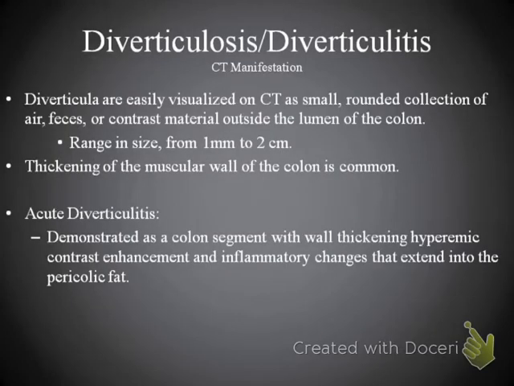So what does it look like on CT? Diverticula are easily visualized on CT as small, rounded collections of air, feces, or contrast material outside the lumen of the colon. They range in size from 1 millimeter to 2 centimeters, and thickening of the muscular wall of the colon is common. Acute diverticulitis is demonstrated as a colon segment with wall thickening, hyperemic contrast enhancement, and inflammatory changes that extend into the pericolic fat. So it looks almost like an abscess with diverticular disease portions in it.